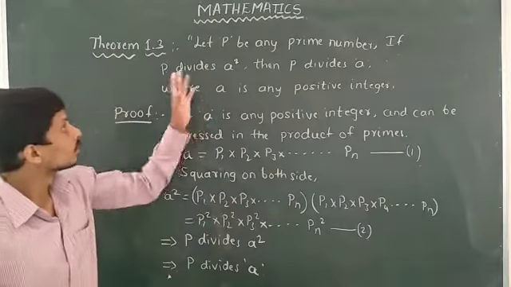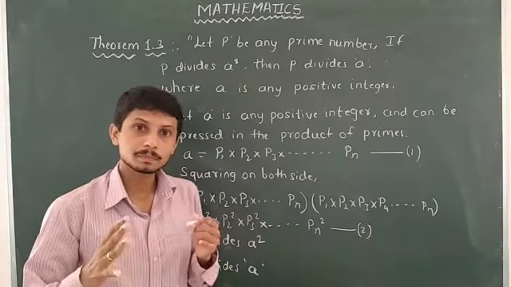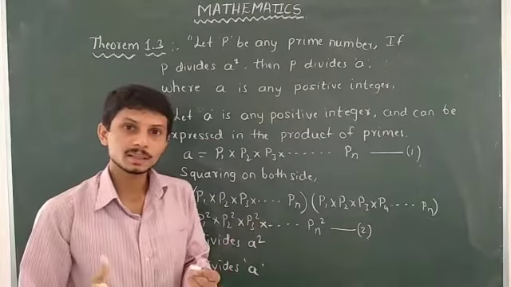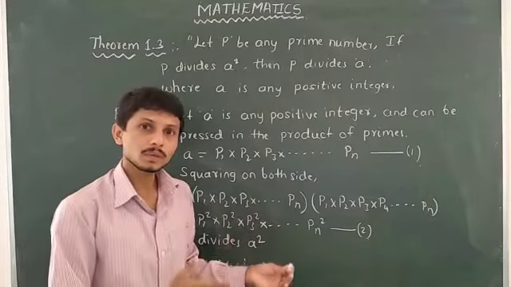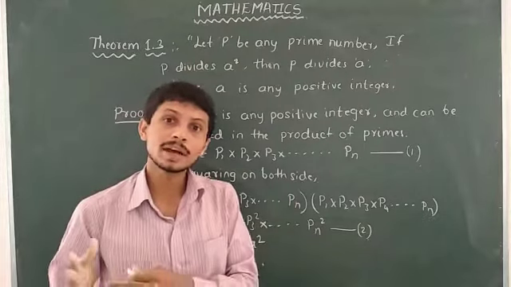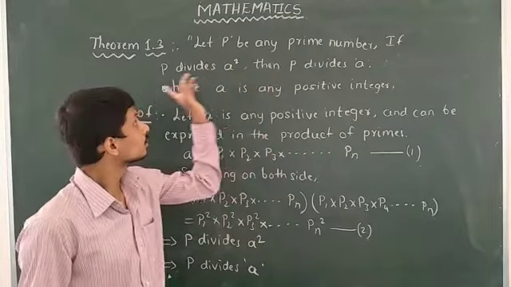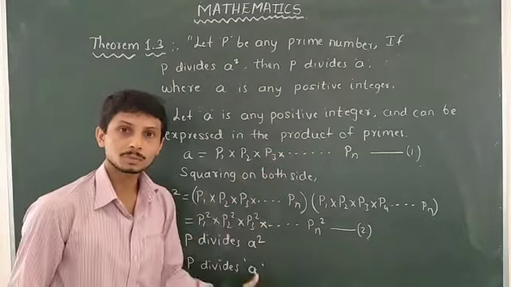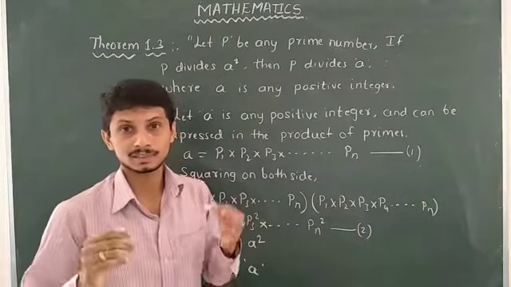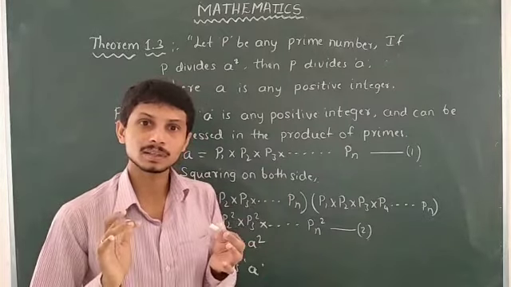So here let P be any prime number. If P divides A square, then P also divides A, where A is any positive integer. We already discussed lemma. A lemma is a proven statement used to prove another statement. So it is also like a lemma. It's a proven statement, and we can take this statement to prove another statement. So let us take any other statements on real numbers.